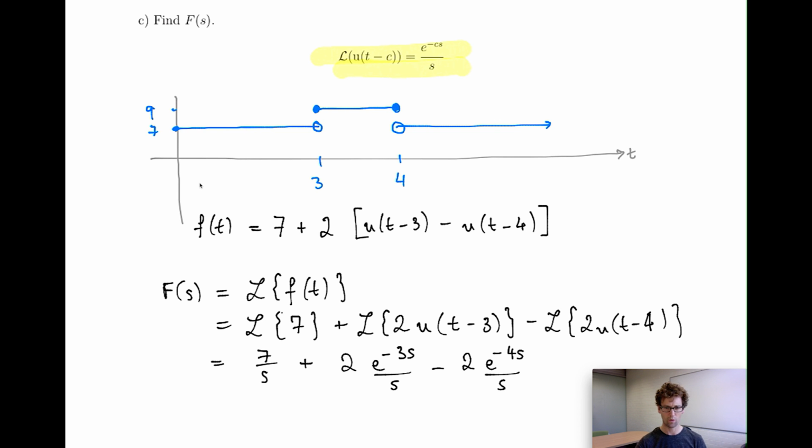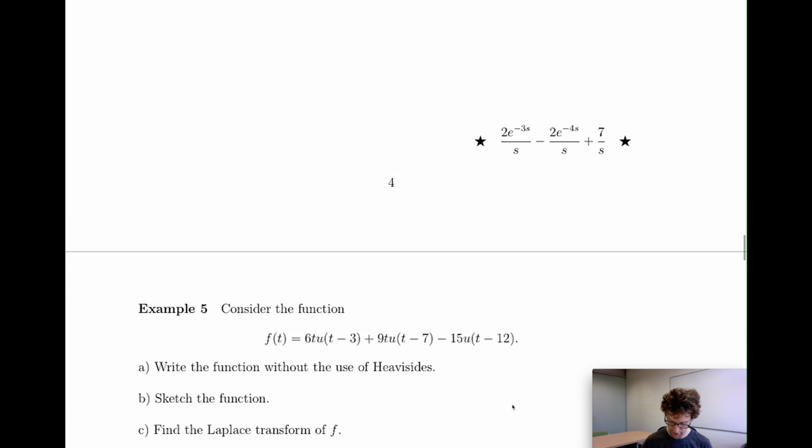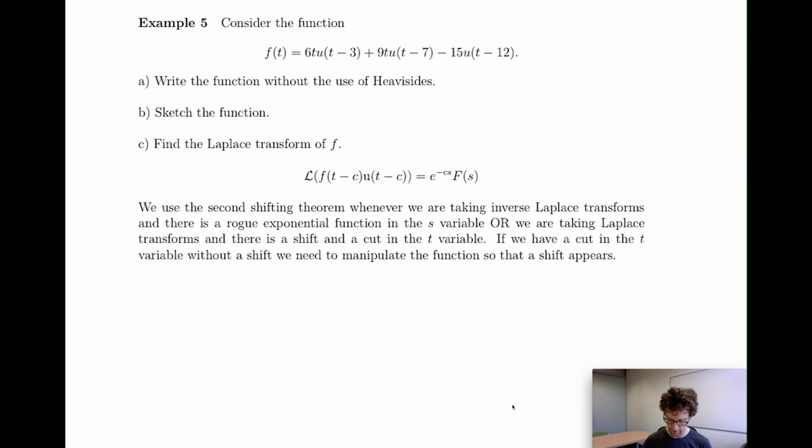Again, you notice one of the nice things about Laplace transforms is that it transforms a function that has discontinuities into a function that doesn't have any discontinuities. And that's actually going to be even more dramatically demonstrated in example 5.